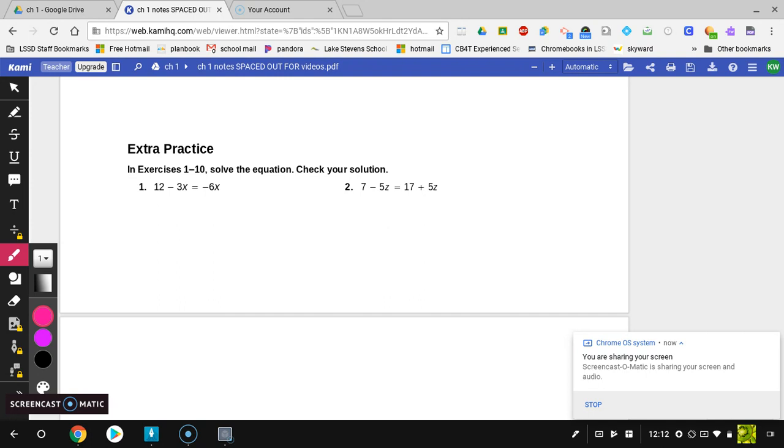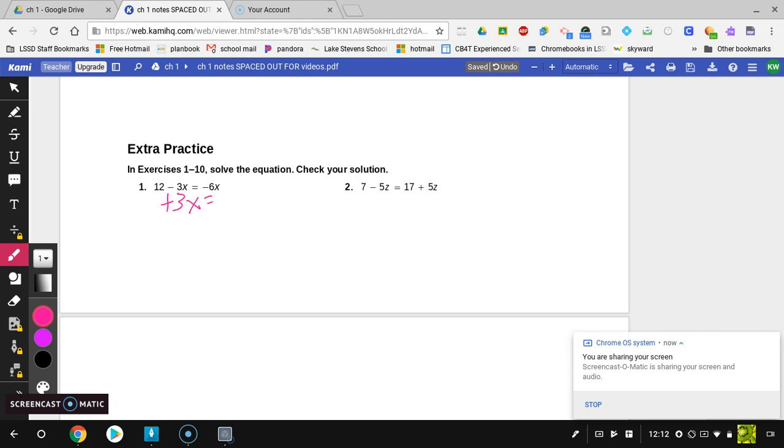So as you can see, we have variables on both sides of the equation. We want to get it so we only have variables on one side of the equation. Okay, so to do that, we want to move all of our variables over. We can either add the 6x over or we can add the 3x over. I'm going to choose to add the 3x over to the other side.